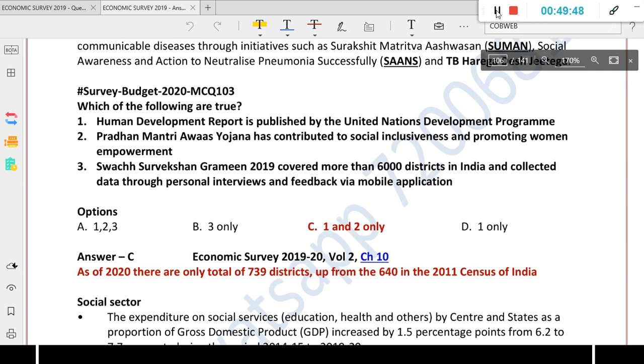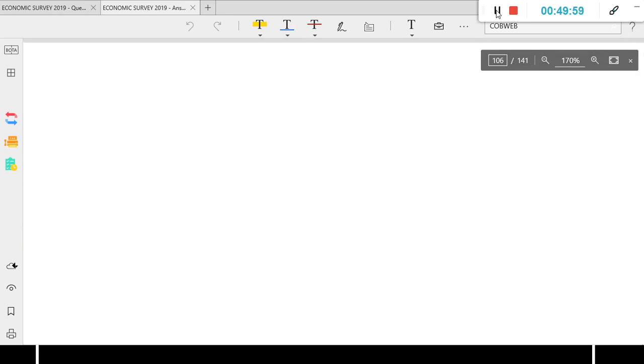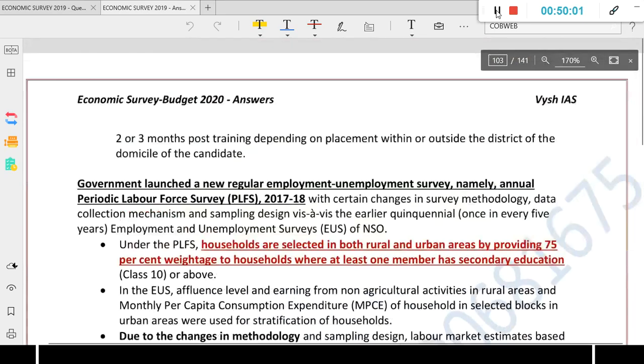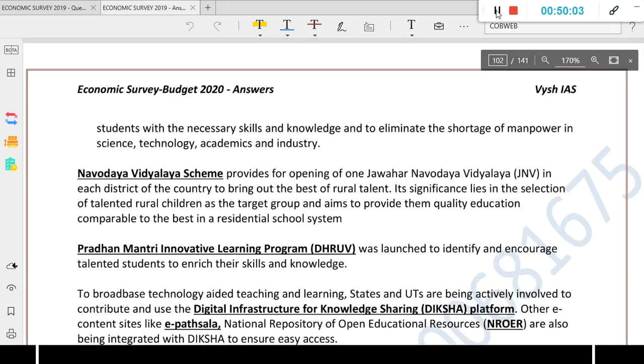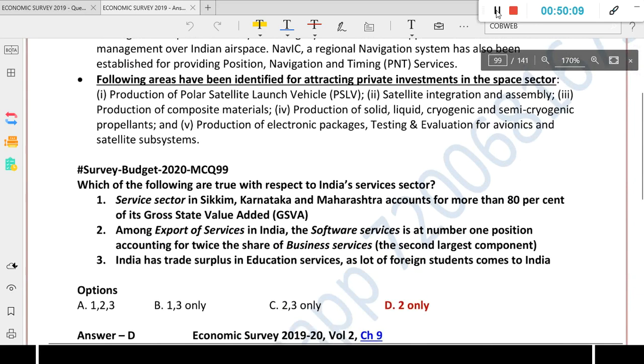And then the Human Development Report is published by the UNDP. That is also true. See here, SAS, Suman, these schemes and all, maybe you did not hear about them when you did your current affairs, but in the economic survey they mentioned it's about health. This question, I think it's a very detailed question where I mentioned all the health schemes. The solution will be like one and a half pages for these kinds of questions, because the question will have 3-4 statements, so I have to explain all 4 statements to you.